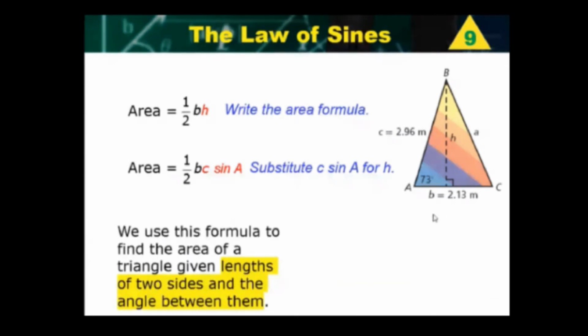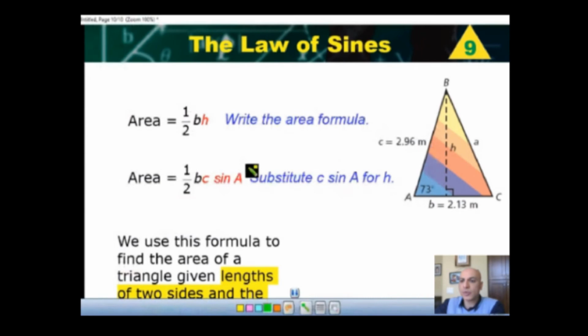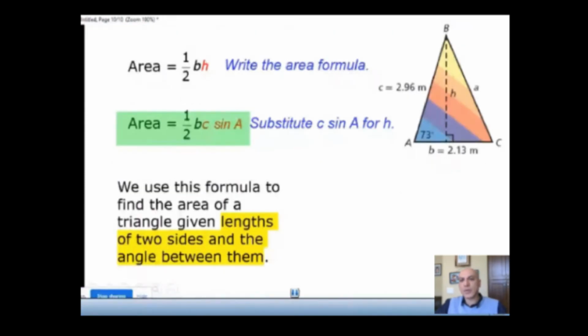We use this formula to find the area of a triangle given the lengths of two sides and the angle between them. This formula here is used when you have two sides given and an angle between them. Obviously, this side is given, this side is given, and an angle between them would be this guy here. That's what you use this for.